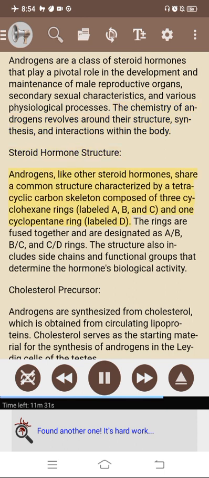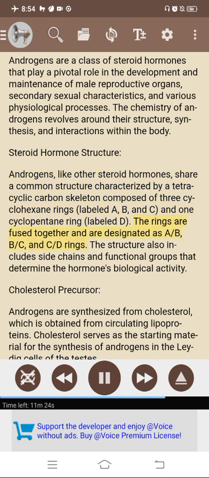Steroid hormone structure. Androgens, like other steroid hormones, share a common structure characterized by a tetracyclic carbon skeleton composed of 3 cyclohexane rings, labeled A, B, and C, and 1 cyclopentane ring, labeled D. The rings are fused together and are designated as A, B and C, D rings. The structure also includes side chains and functional groups that determine the hormone's biological activity.